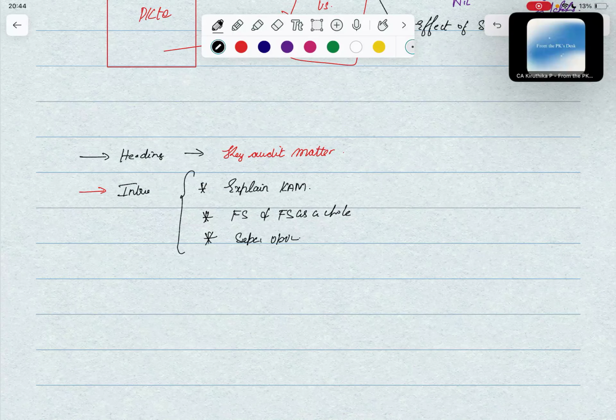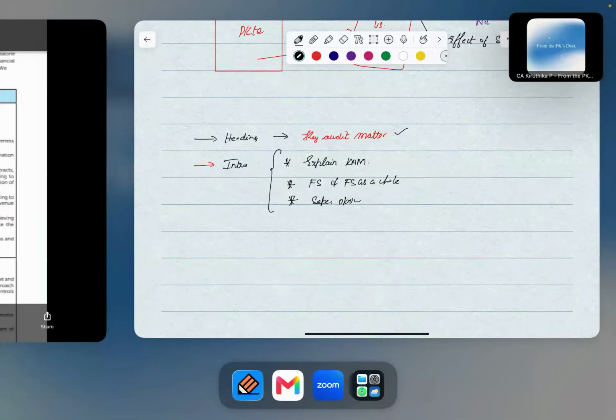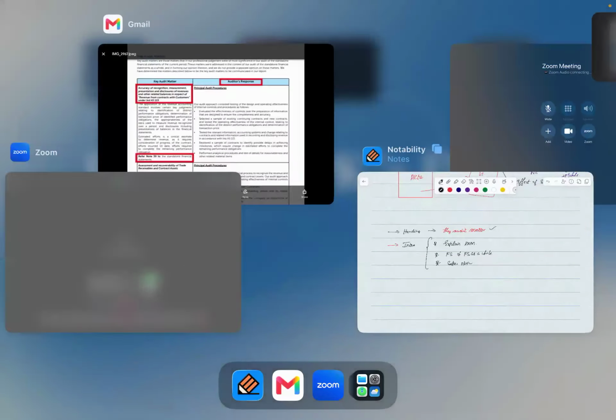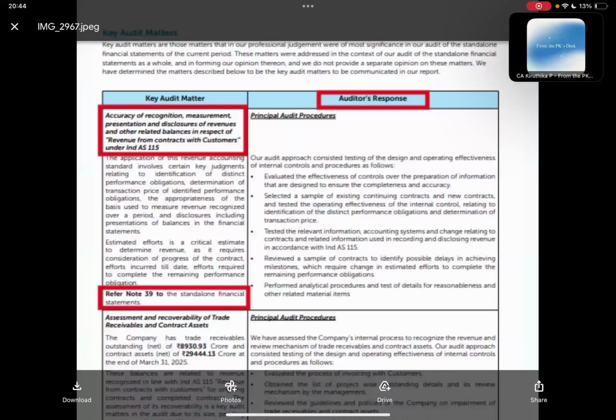So the heading is key audit matter, and then we are giving an introductory paragraph so that the users of FS would understand what we are including here. We are explaining KAM, and then we are saying that these matters are addressed only in the context of the FS as a whole and for forming the opinion on the FS. And lastly, we are saying that we are not providing a separate opinion on these matters.